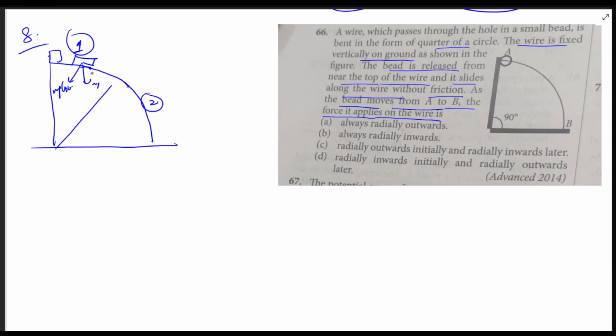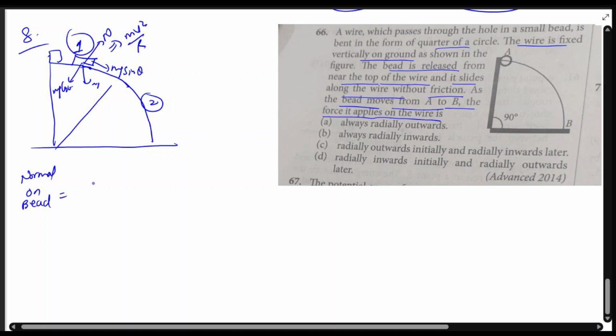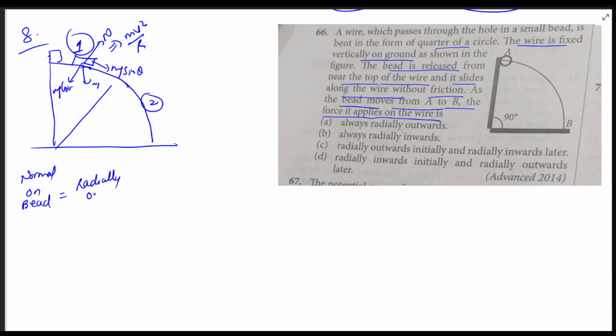So this was our path. So it will be mg sine theta tangentially, and normal will be in this direction, right? And we have here mv square by r, centrifugal force, whatever, right? So look, in the first case, normal on bead will be radially outward, right?